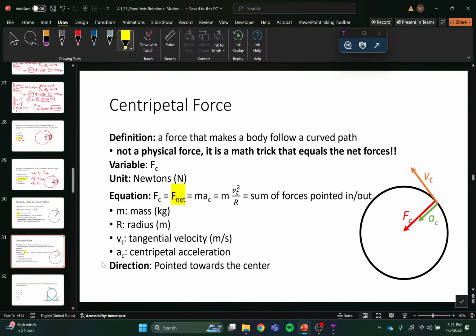And instead of up, down, left, right, we go in and out. Into the circle, out of the circle. That's our new thing here. If you add up all the forces pointed in and out, they equal mv squared over r. One little caveat here. If you're inwards, it's positive. If you're outwards, it's negative. We'll do some examples right after this to practice this idea. And this is a super handy thing. It lets you calculate so many things.